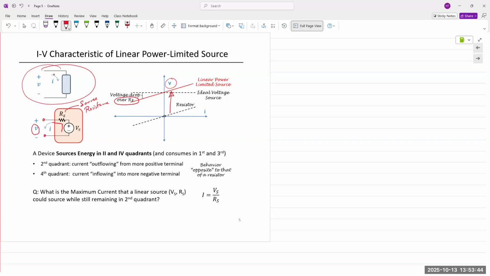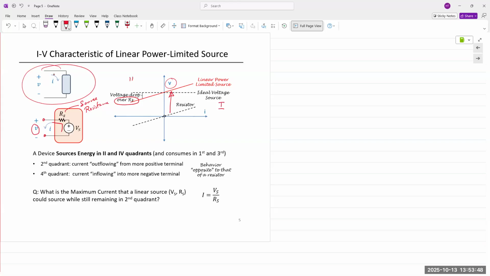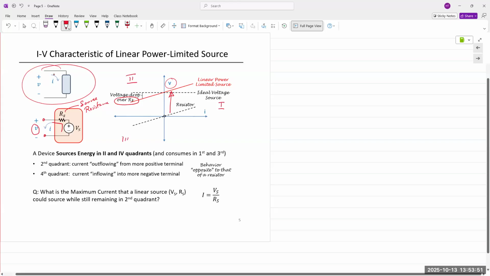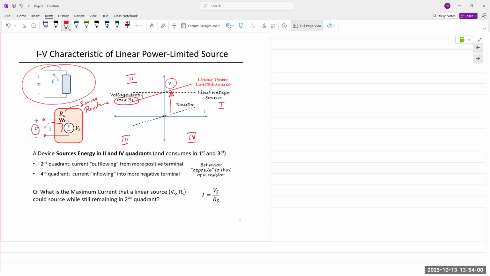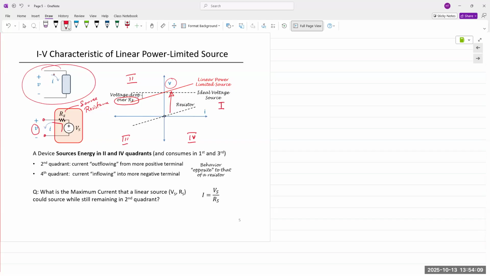So if you have a component in this quadrant, this is the first, second, third, and fourth. In the first and the third quadrant, power is equal to plus VI. Voltage is positive, current is positive. In the third quadrant, voltage is negative, current is negative. Essentially, again, power is positive. So if your component lies in either the first or the third quadrant, then it is receiving energy, it's consuming.